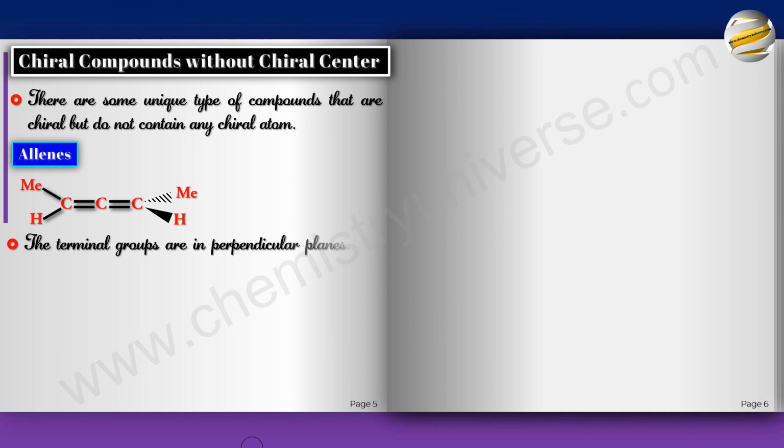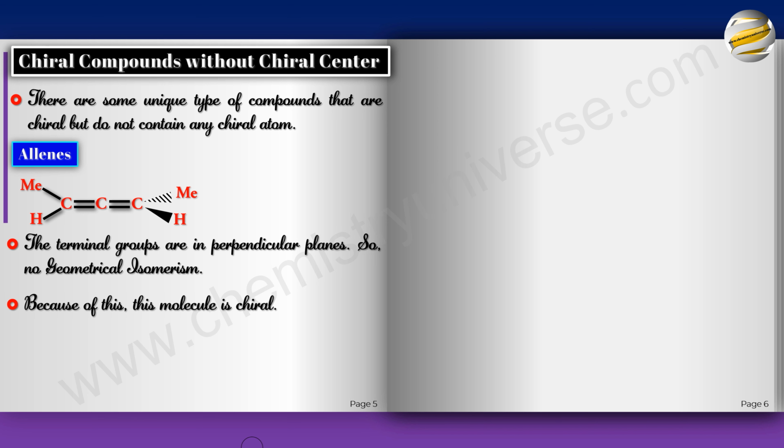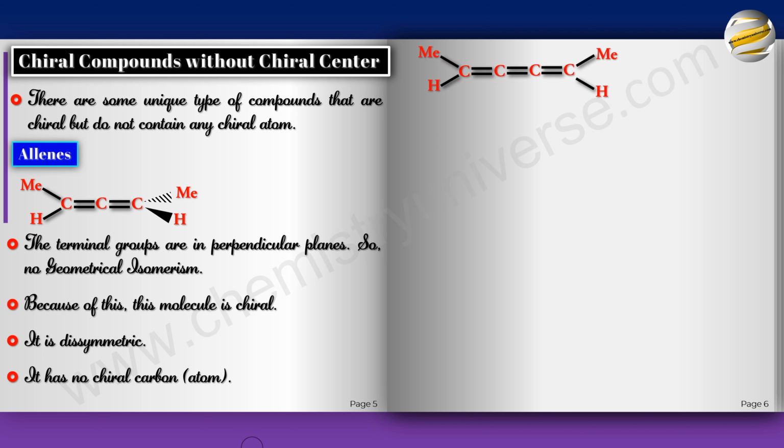The terminal groups are in perpendicular planes, so no geometrical isomerism. Because of this, the molecule is chiral, because as you know, it is dissymmetric, and remember, it does not have any chiral carbon or any other chiral atom. But what happens when we increase a double bond more? So when we increase the double bond, one more double bond, look what happens.